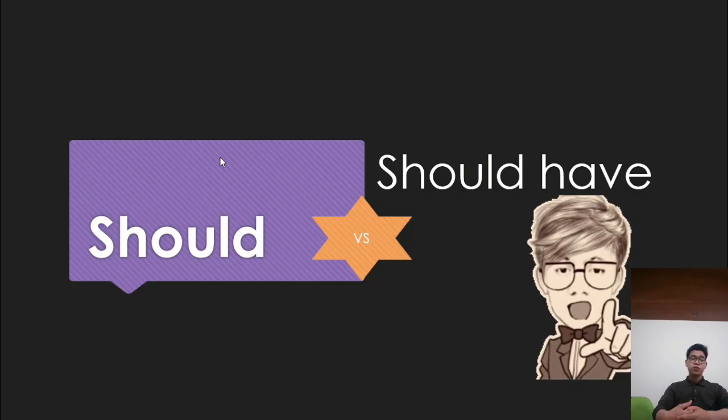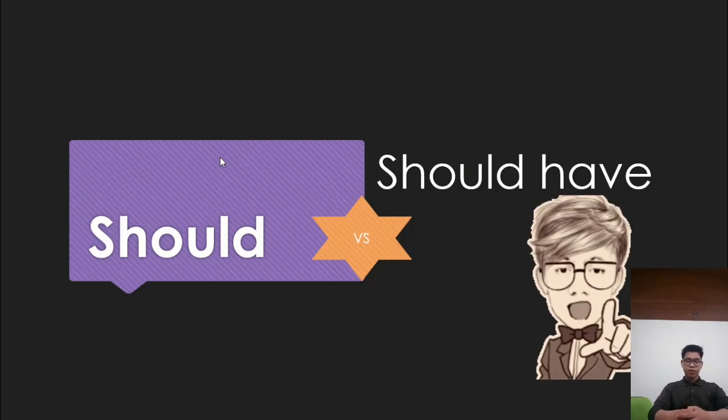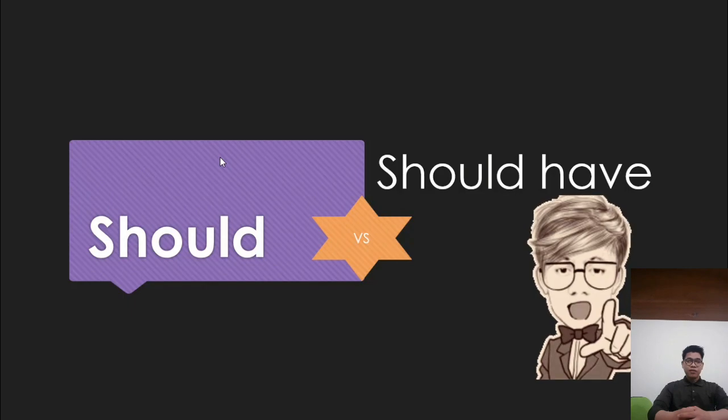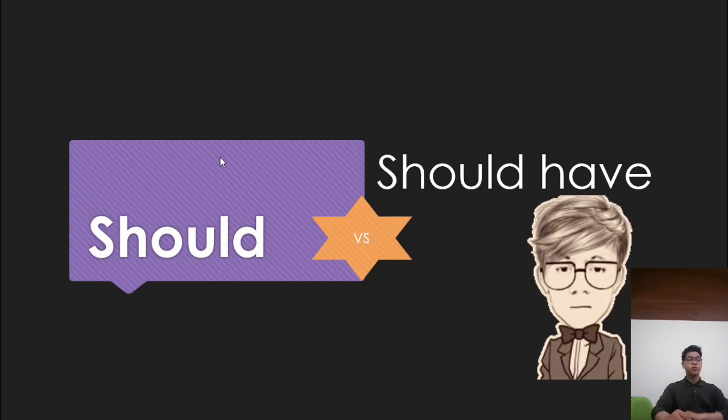I hope you are in great condition to follow my class because we are going to talk about unit 2. It's about should and should have. Why do we have to know this? Because in daily speaking and daily writing, you have to know the differences between both of them. It's so crucial and important for our English language. So in this unit we are going to talk about should and should have.